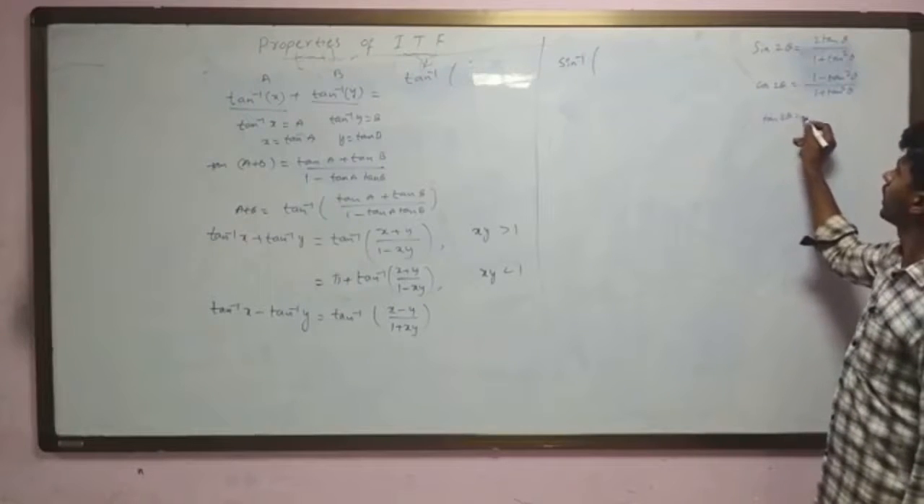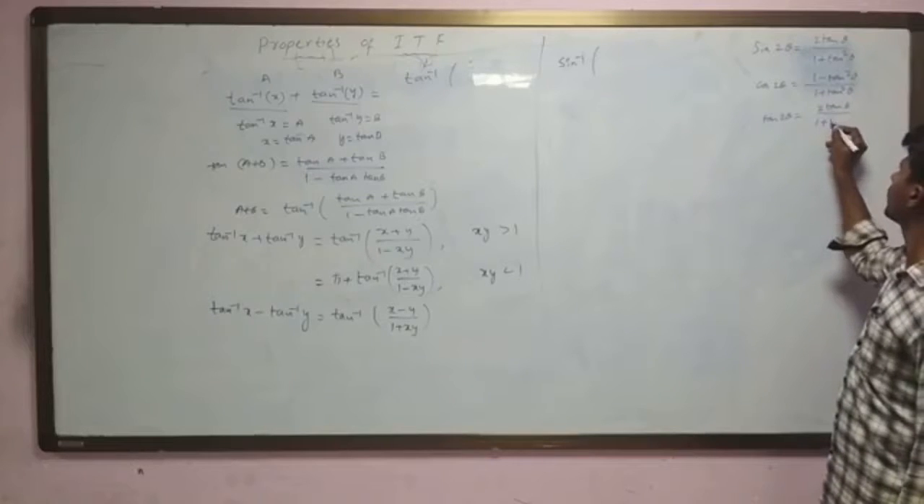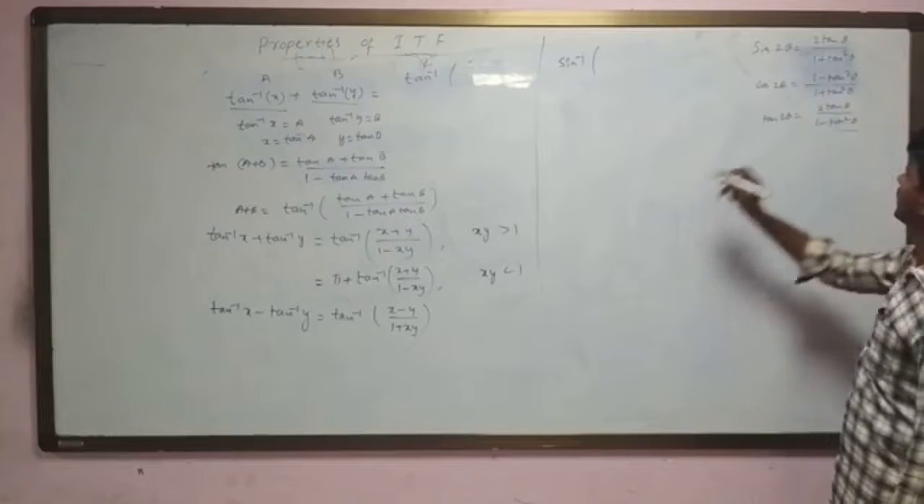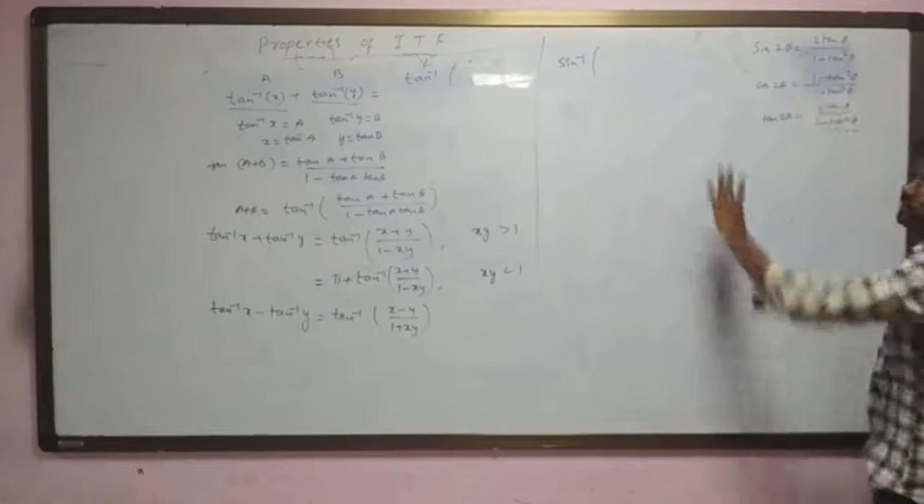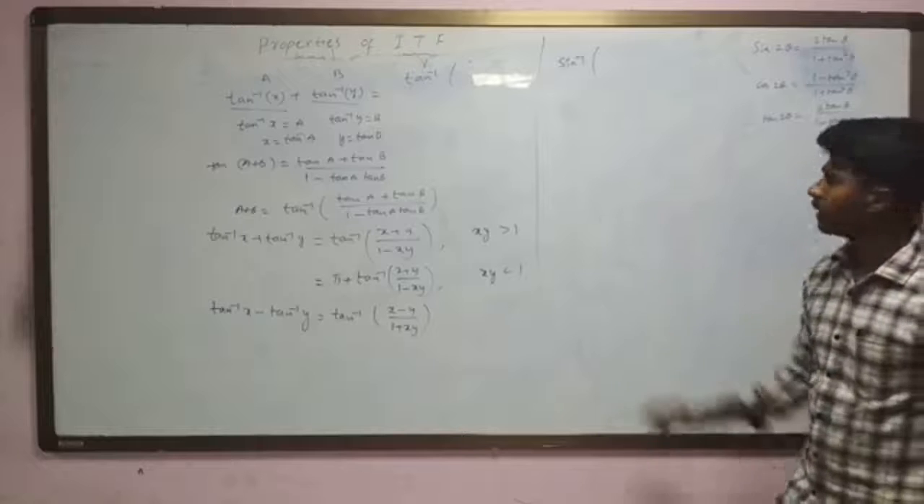Tan 2 theta is equal to 2 tan theta by 1 minus tan square theta. Same, replace tan theta as x and substitute.